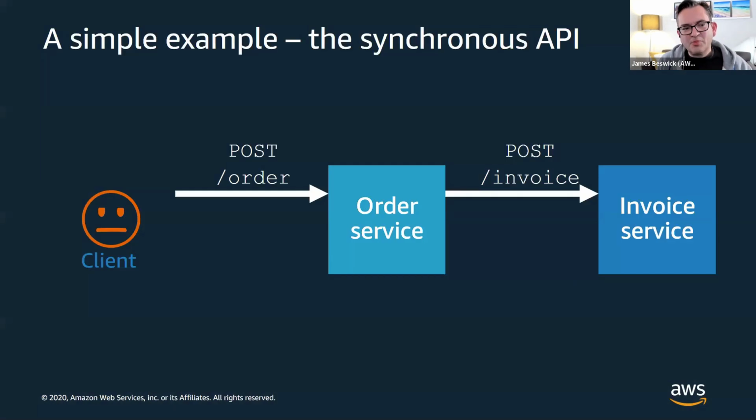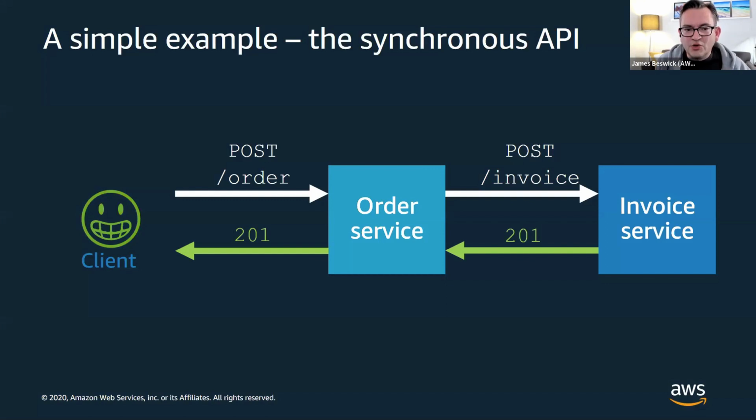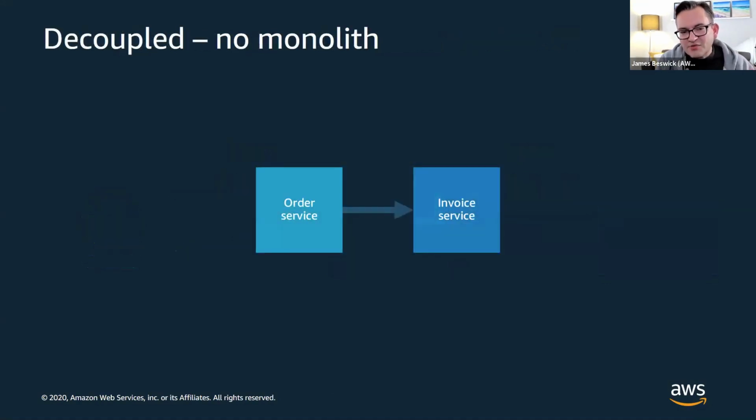So in a simple example, the synchronous API, the sort of thing we've all built many times, this is fairly straightforward. You have a client system calling an order service that turns around to an internal invoice service. The invoice service does some work, and then it returns a 201 saying it was successful, and then that returns back to your client, and everything works great. And in this very simple example, there's obviously no monolith. This is two very clean, separate systems. And so it's fine when you've got this sort of clean break.